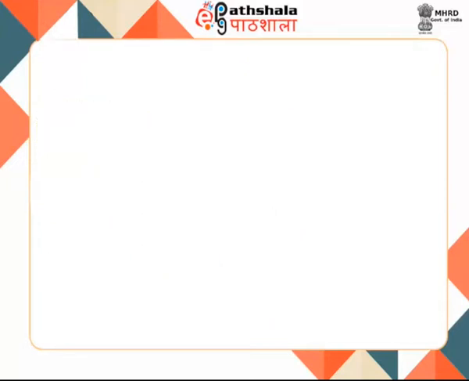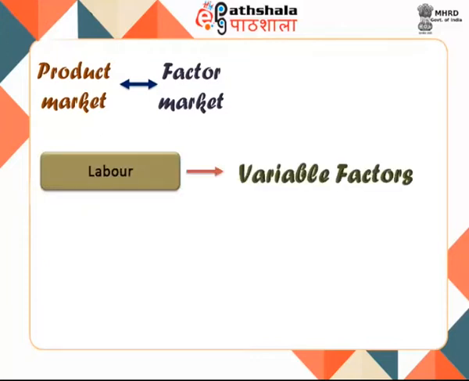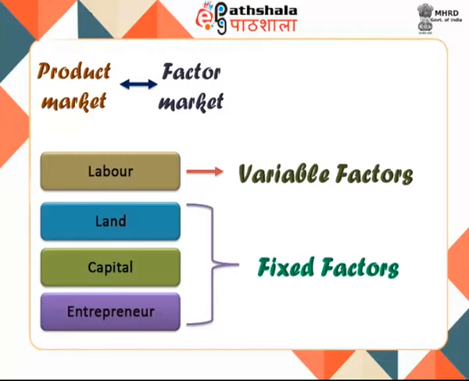In order to determine these factor prices, we need to understand the fact that product market and factor markets are interdependent. That is, if anything happens in the product market, for example, an increase in product price, it will have an impact on the factor market and vice versa. Among the four factors, labor is considered a variable factor and the rest of the others are known as fixed factors, which can be varied in the long run.